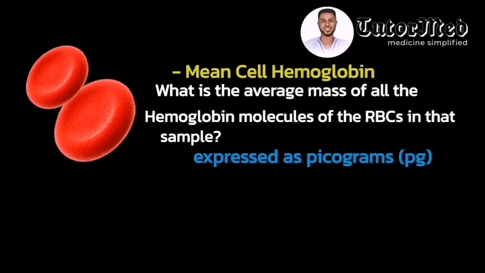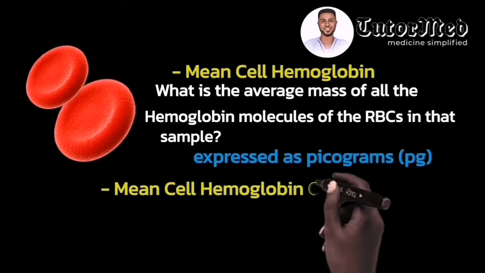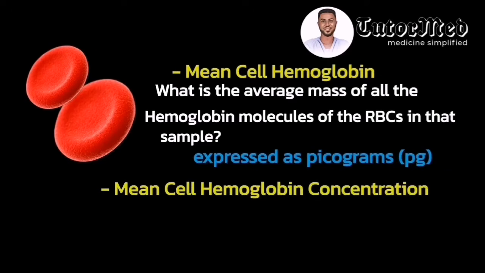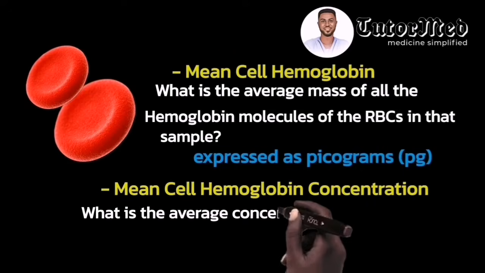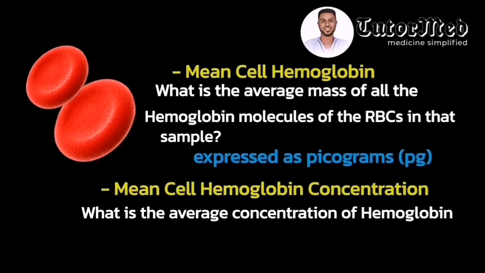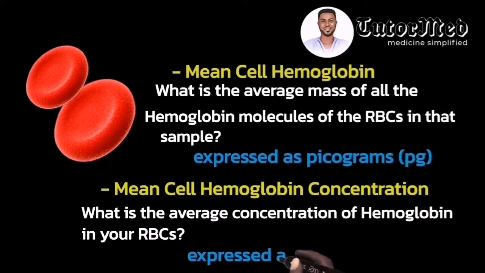The next is the mean cell hemoglobin concentration, MCHC. Hemoglobin occupies a certain volume within the red blood cell, and this represents its concentration within the cell. So, we are asking the question, what is the average concentration of hemoglobin in the red blood cells we've counted? This is expressed as gram per deciliter.